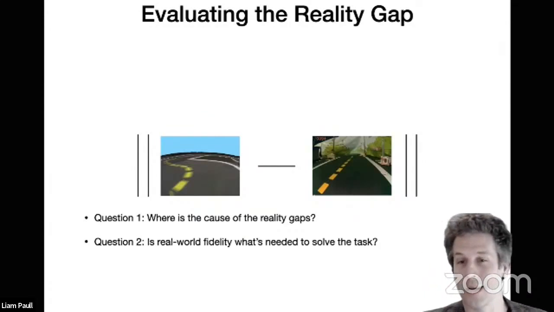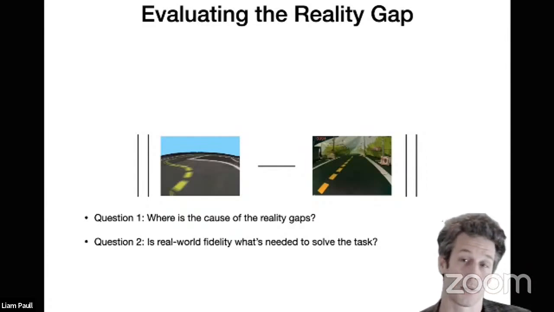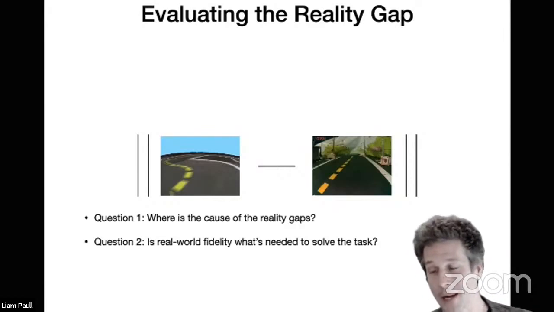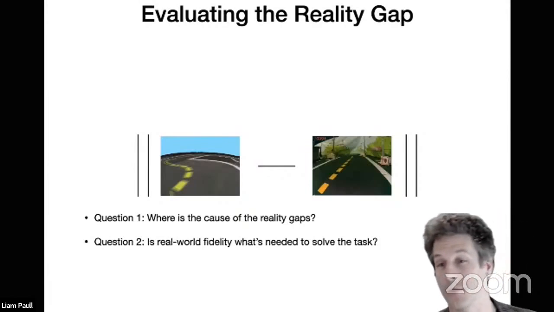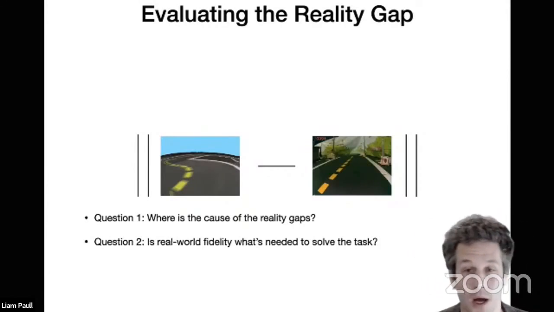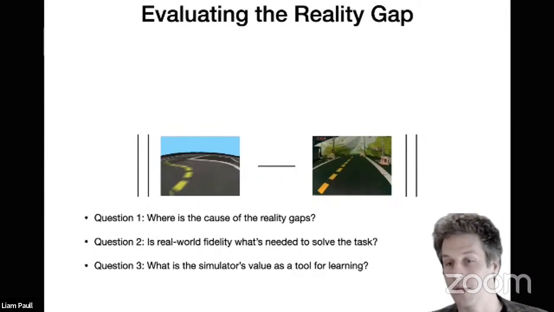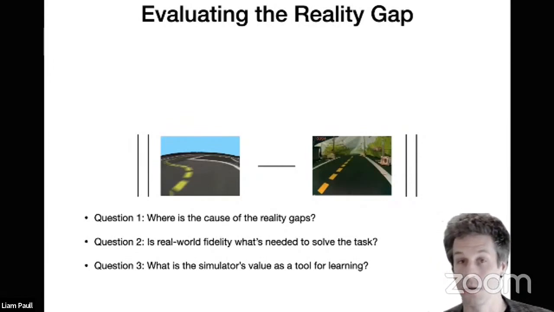Question two is, I'm not really sure that we need real world fidelity to solve a lot of the tasks that we want to solve with RL. For example, in this example that I'm showing, what's happening in the background is irrelevant. What we need to get right is the dynamics of the robot and maybe how the road scene looks. But it's possible that whatever happens in the background is not important. And thirdly, just doing this pixel-wise comparison says nothing about this simulator's value as a tool for learning, for teaching a learning agent.